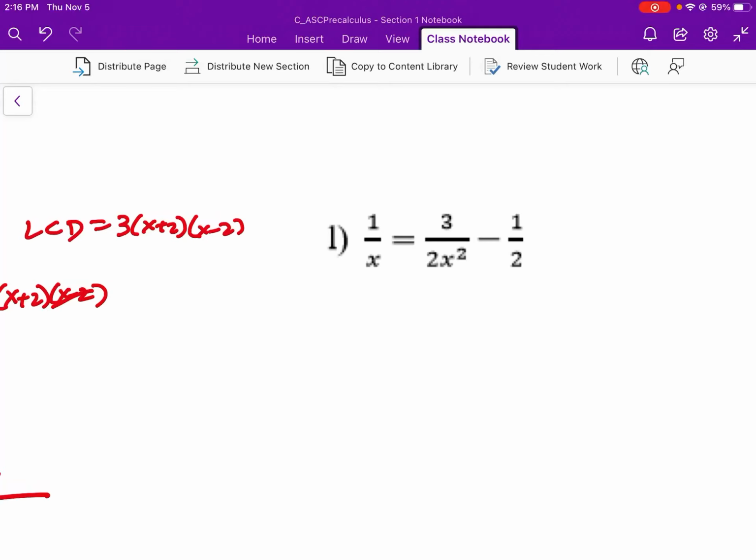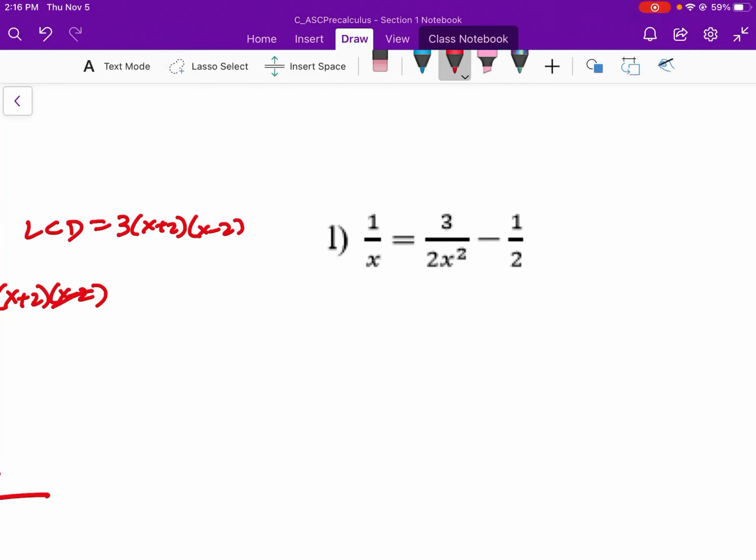Okay, picking up where I left off with this one, I'm going to look for the LCD. Looks like it's going to be an x and a 2, and then I say, oh, I got x squared, so I'll make this an x squared instead of just x. So my LCD is going to be 2x squared. So I'm going to multiply everybody by 2x squared.